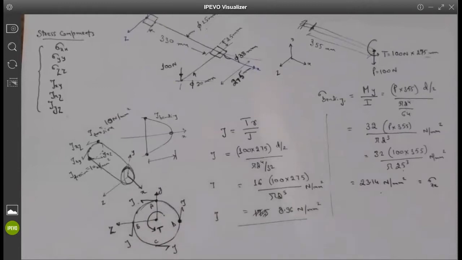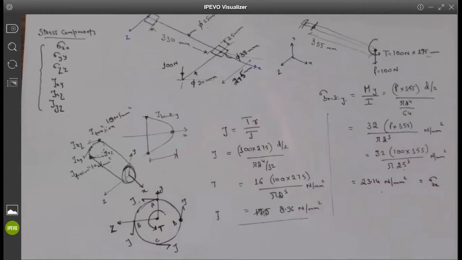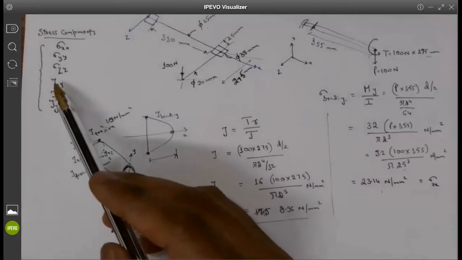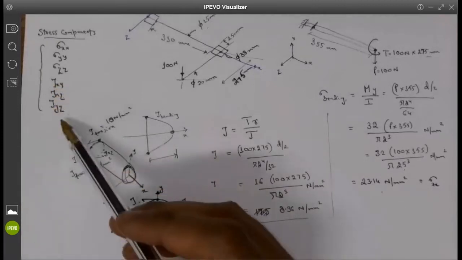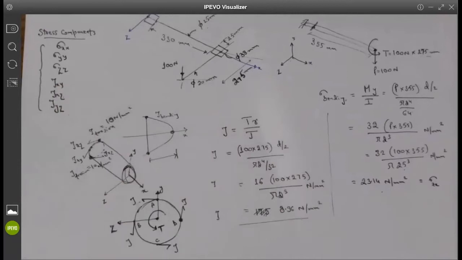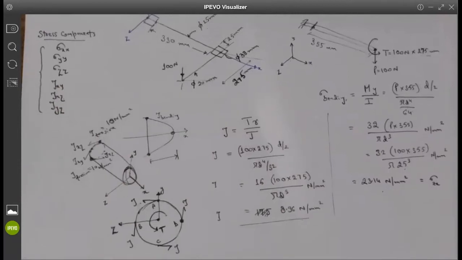Would that be tau y plus? Sorry, come again. Tau of y? So I need two subscripts here. So which one, YZ or XY? Y, y, z.